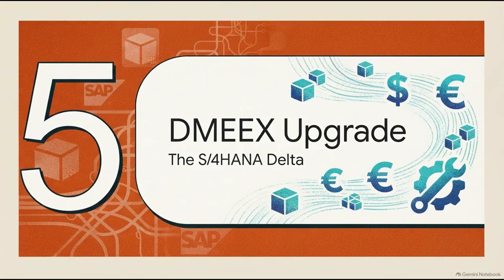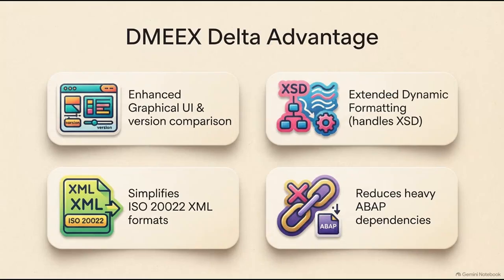Section 5. The S/4HANA DMEX Upgrade. Now let's zoom back out and look at the modern landscape. The delta between the legacy DME system and the modern DMEX upgrade essentially boils down to a few massive advantages. First up, you get an enhanced graphical UI. It's a way cleaner interface, and it actually allows for easy version comparison, so you can track format changes over time. But the real game changer here is extended dynamic formatting.